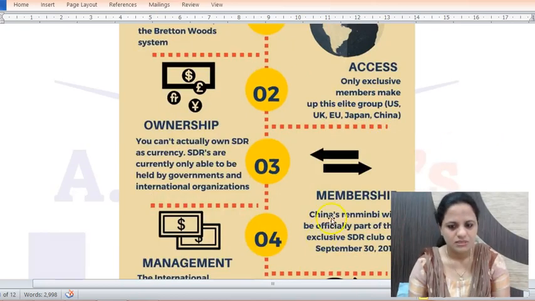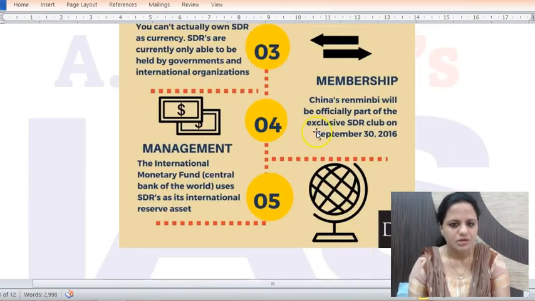The currency yuan of China is also known as renminbi. So that is the term. This was added into the exclusive SDR club in September 2016. These SDRs are owned by governments and international organizations only. They are not like normal currencies which can be traded, and they are considered part of the forex reserves.